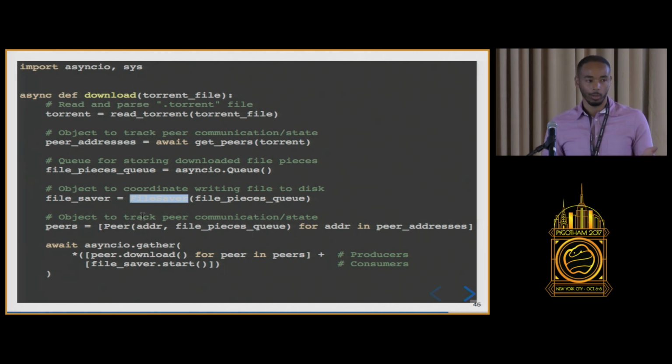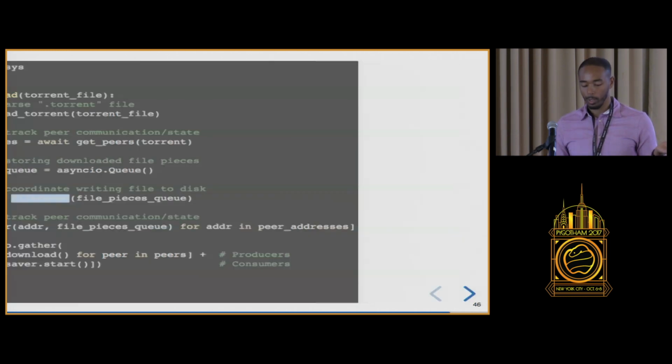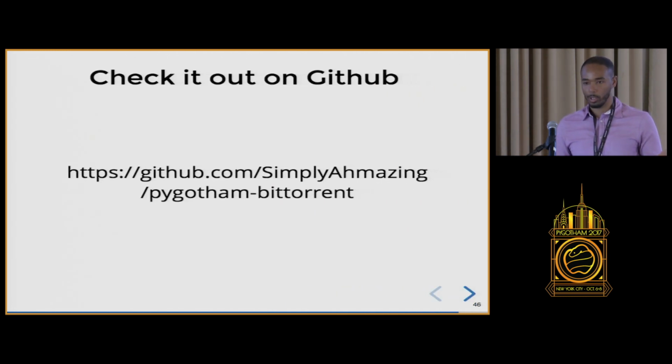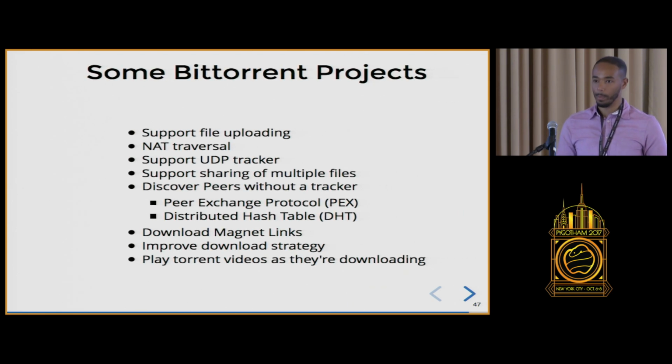One thing I'm not going into here is uploading. So right now we're only leeching. That's something you could easily implement if you look into it. If you want to see this code in its entirety, it's on GitHub: just go to simplyamazing/pygotham-bittorrent. And this is a pretty simple BitTorrent project.